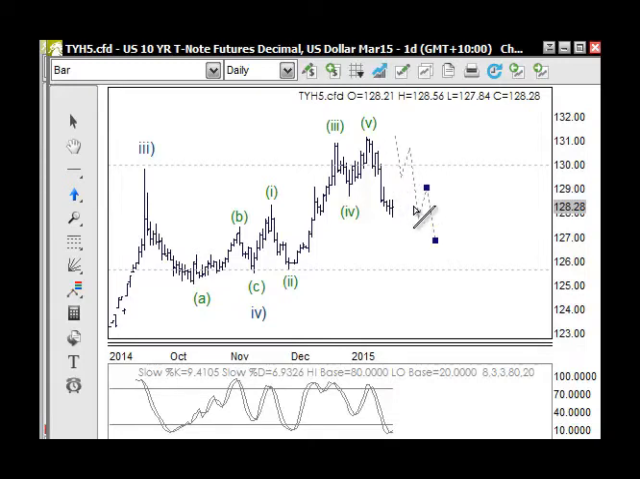Because if we get 5 waves here, then we'll get a counter trend in 3 waves, and then we'll get another 5 down here. But if we only get these 3 waves to here, then that would make that an A and a B and a C. That would make that a bullish pattern, and then we would see the market move up from there.